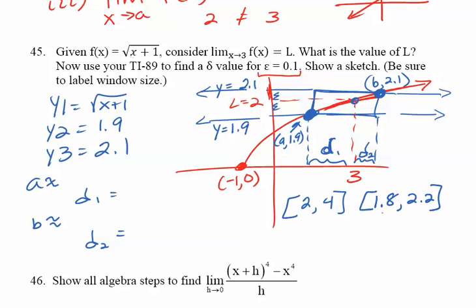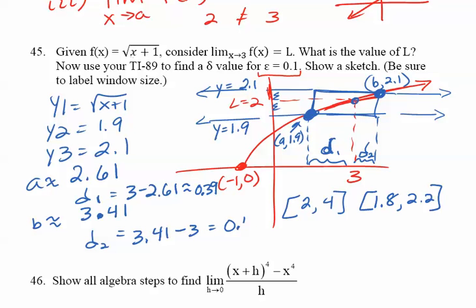So let's see, I can come up with the point A, about 2.61. So the distance from 3, that delta value, would be about 0.39. And my B value, the intersection on the other side, about 3.41. I'm coming up with those values. I would keep 3 decimal places if my calculator was giving me those values. So how far is that from 3? That would be 0.41.